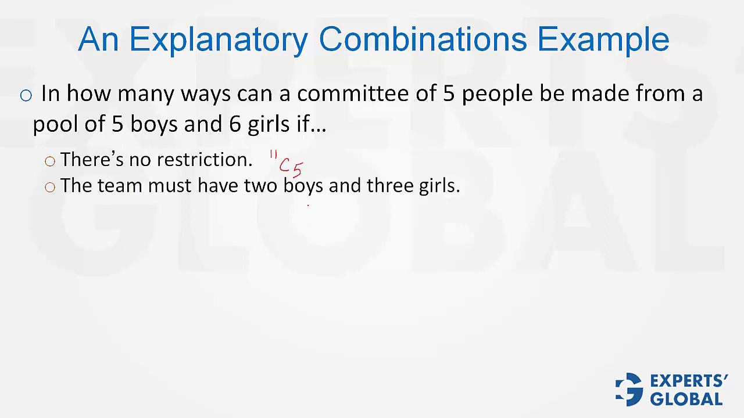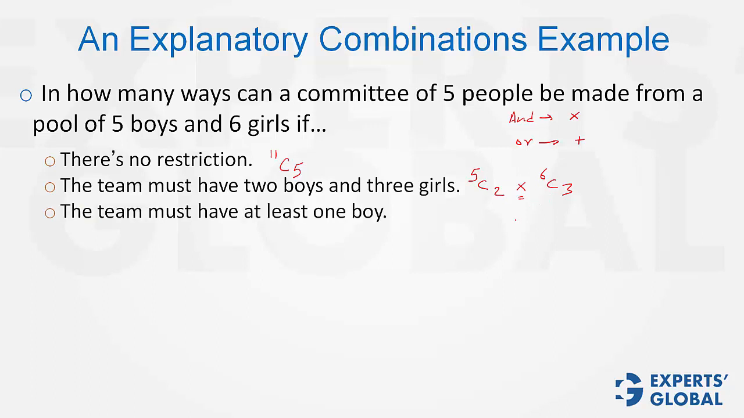The team must have 2 boys and 3 girls. That means out of 5 boys, 2 have to be selected. Out of 6 girls, 3 have to be selected. And the 2 actions are happening simultaneously, so it's about a multiplication sign. Always remember, and means multiplication, or means addition. So 2 out of 5 boys and 3 out of 6 girls, that means the sign has to be of multiplication.